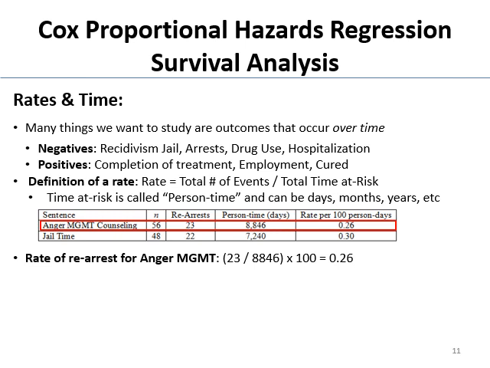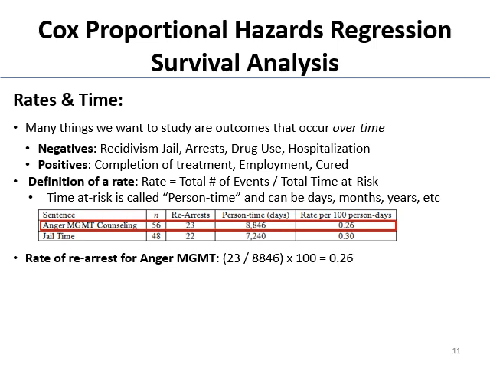So the formula is 23, number of rearrests, divided by the total time at risk, 8846. And then to make it a rate per 100 person days, you multiply it by 100 and you get 0.26. So what does that mean? That means for those in anger management, about a quarter of a person was rearrested for every 100 days that the group was followed up. Which, okay, what? We're going to get to that in a sec.